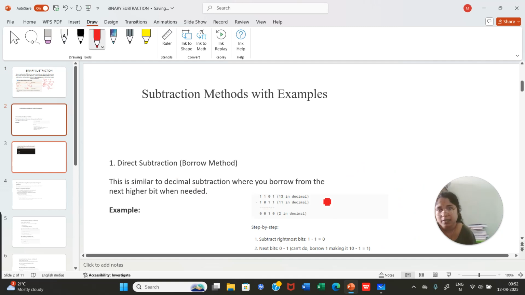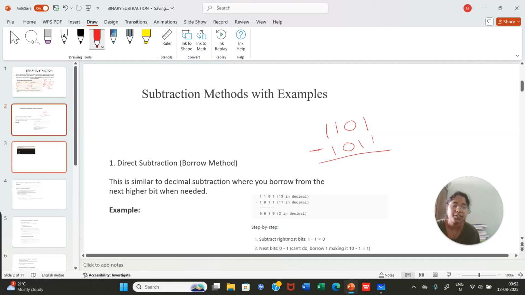Look at this example. What is the example? It is the direct subtraction with a borrow method. Let me check about this. What is the question I took here? 1, 1, 0, 1 minus 1, 0, 1, 1.